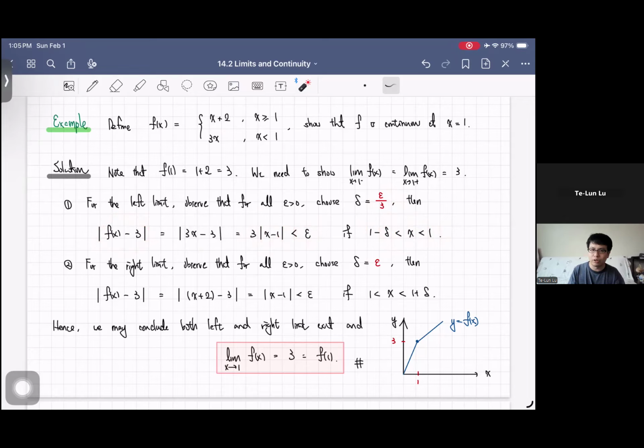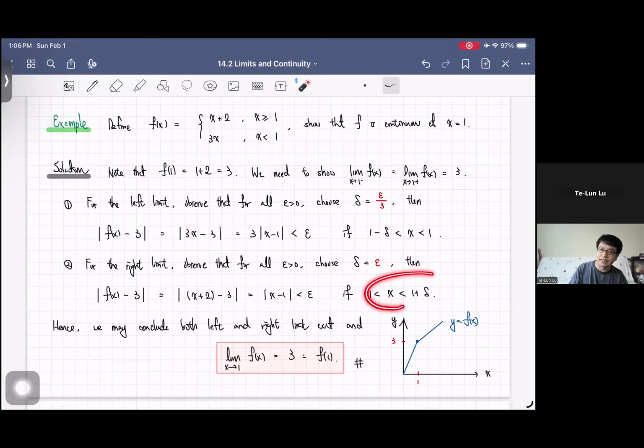Now we can do a similar operation on the right-hand side. So you see that, again, we fix an arbitrary epsilon. Epsilon is any positive number. In this case, we pick delta equals epsilon. Actually, anything smaller will be sufficient. But let us see why this is the case.